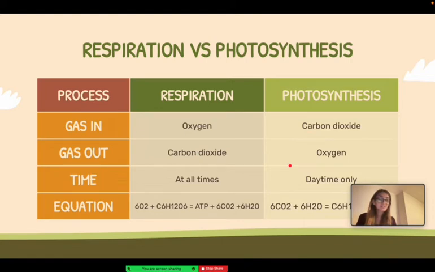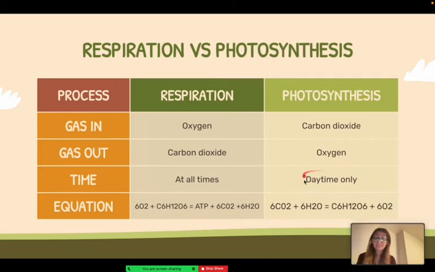Another difference is the time. Respiration happens at all times. It doesn't need sunlight, whereas photosynthesis needs sunlight, which is why it takes place in daytime only. Now, if you don't know what respiration is already, without getting into details, respiration is the process where glucose or carbohydrates that we eat are broken down and give us energy.